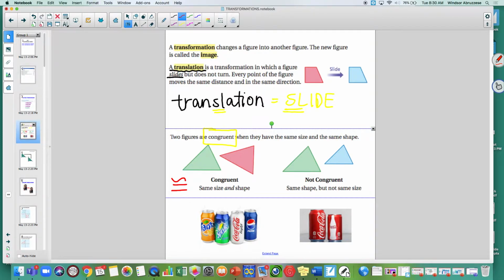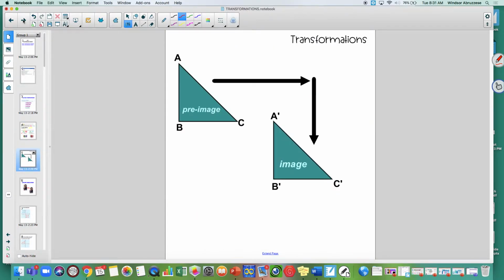However, now when you go to ShopRite, you could buy the regular soda cans, or now they sell the minis. They are the same shape, but they are not the same size. So these soda cans would not be congruent. So another thing you want to pay attention to besides the word congruent is the word pre-image and image.